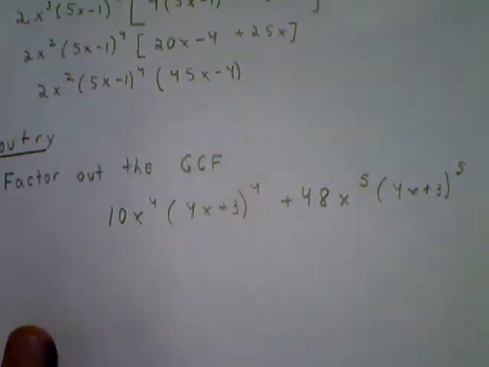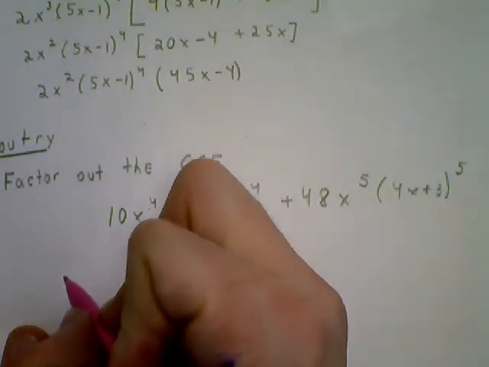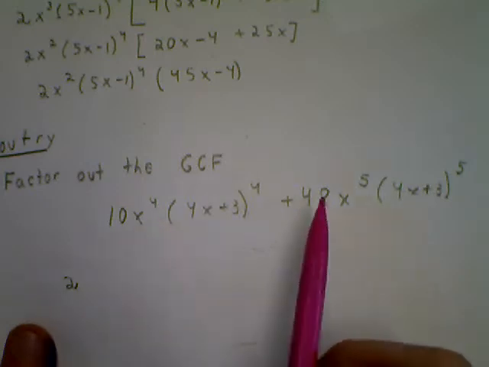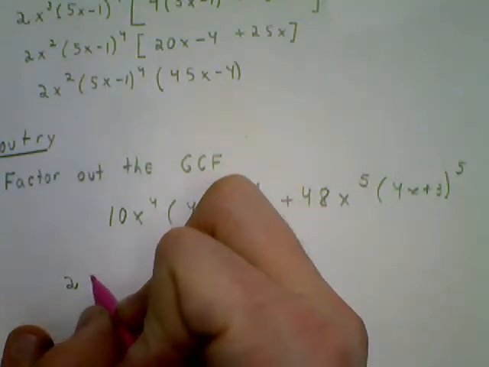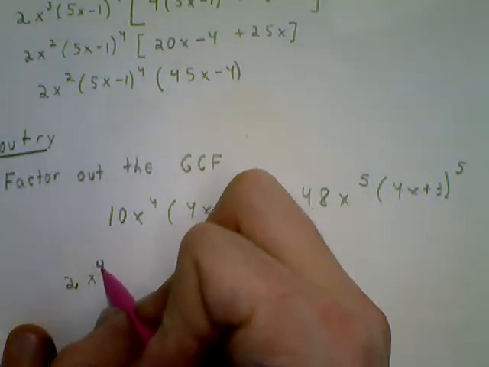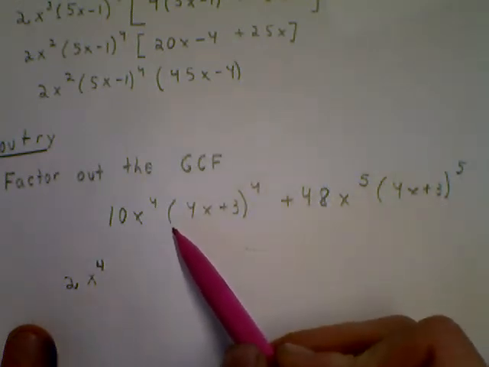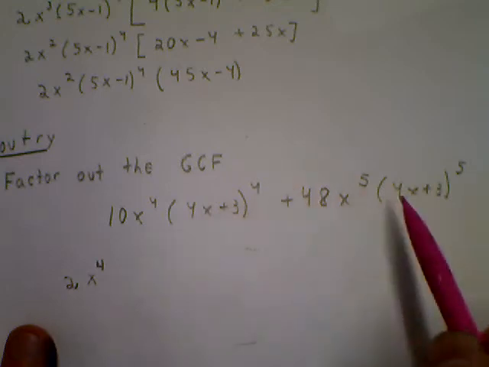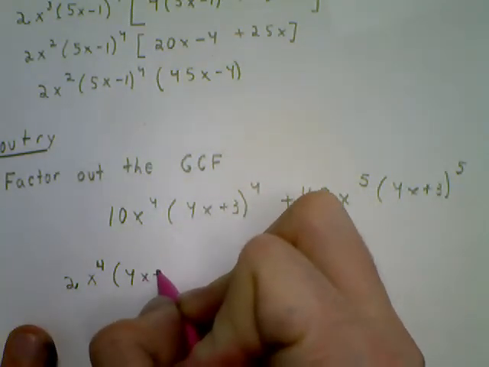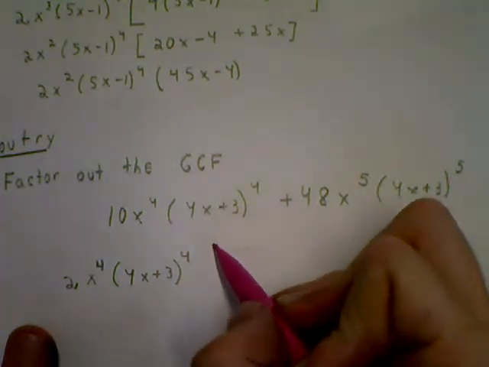All right. So first thing, I'm going to look at the numbers. The greatest common factor between 10 and 48 is 2. The greatest common factor between x to the fourth and x to the fifth is x to the fourth. The greatest common factor between 4x plus 3 to the fourth and 4x plus 3 to the fifth is 4x plus 3 to the fourth.